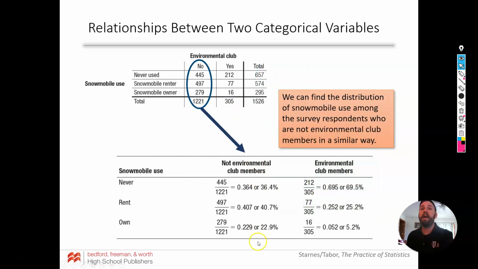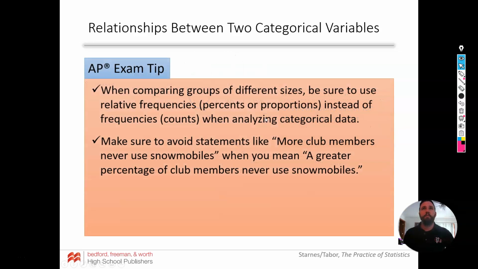And if we look at not environmental club members, again, we're just looking at that row. We don't care about totals, okay? Because now we can compare those two groups to see if there's a snowmobile owning difference between the non-environmental club members and the environmental club members. And with that, we want to compare them, right? When you're comparing, make sure you're using relative frequencies, not frequencies, because relative frequencies turns it to percent.